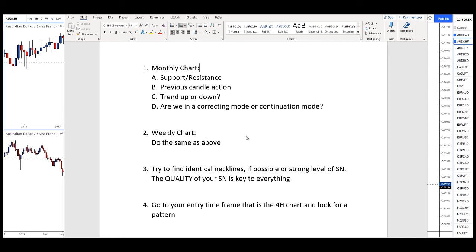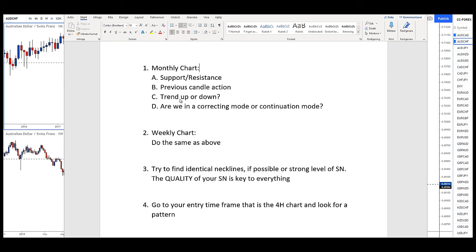Okay, so you always start with your monthly chart, and there are things that you need to go through, checklist based, and there is a bit more than what I'm showing today. This is just a sample of it. Support and resistance: are you at monthly resistance or monthly support? What is the previous monthly candle action? Those are very important. If you have a bullish candle action at support, well, that tells you something.